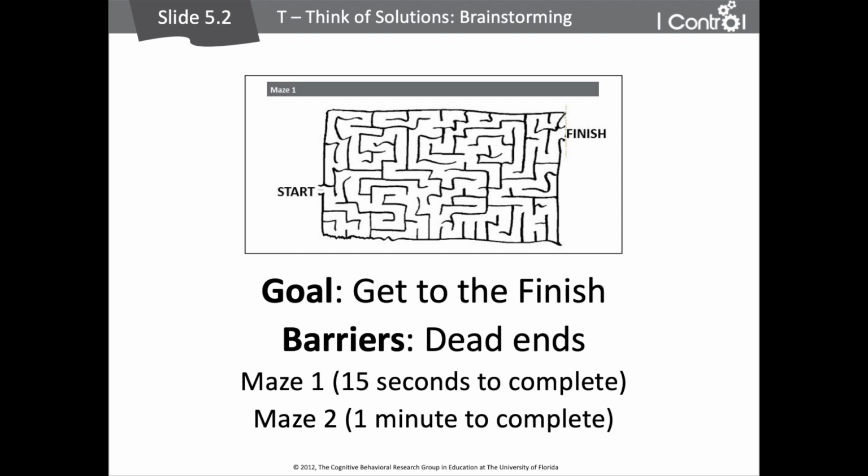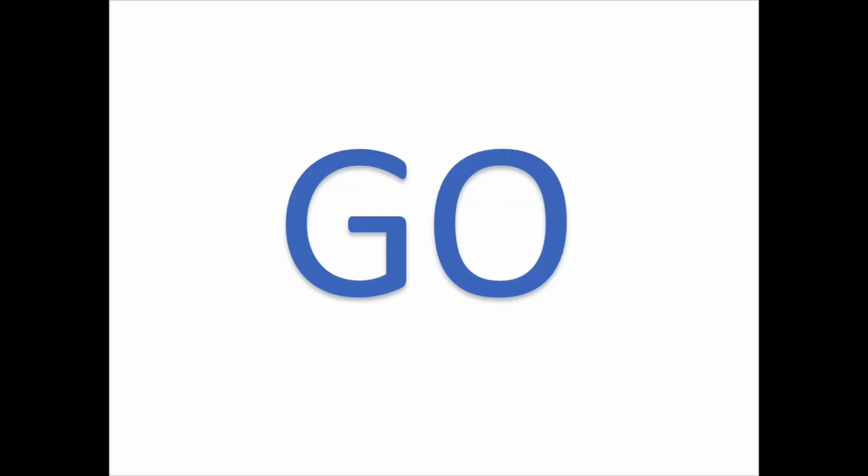Let's take a moment to think about how we can use our brain skills to T, think of solutions, using handout 5.1 in your student workbook. You will have two opportunities to complete this maze. You will have 15 seconds to complete the maze the first time and 1 minute the second. When I say go, you may begin. When I say stop, put your pencil down and stop working. Pause the video while you locate handout 5.1. When you're ready to begin, press play. Go.